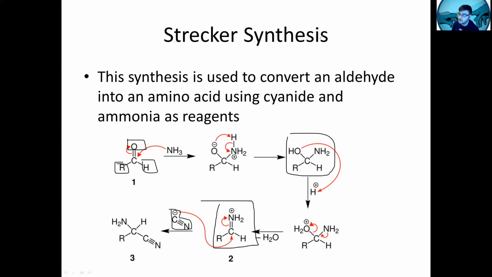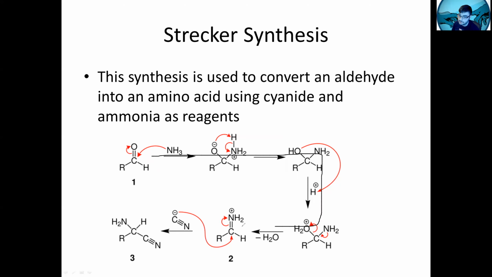Essentially, this is all very detailed. Really, what you have to know, I would say, is that when you add an ammonia and CN, the cyanide, to an aldehyde, you just go from here to here. This is all extra stuff, to know the exact mechanism, but really this is the important part.